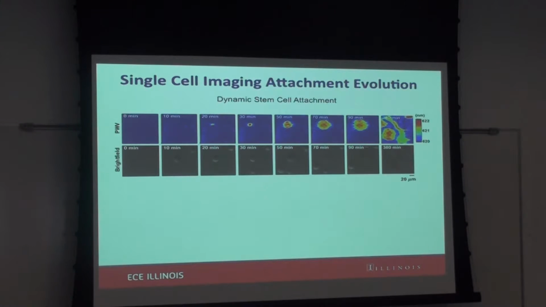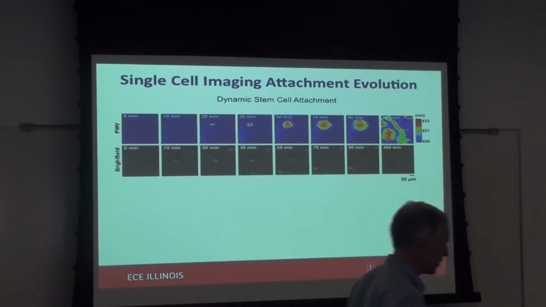Since we can take one image, we can take many images. For example, here at 10-minute increments, here are stem cells attaching versus blank, with an initial attachment point. The initial attachment point spreads. The interesting thing you can see here is that there's a cell here. You can see that the cell is there in the bright field microscope image, but it hasn't attached.